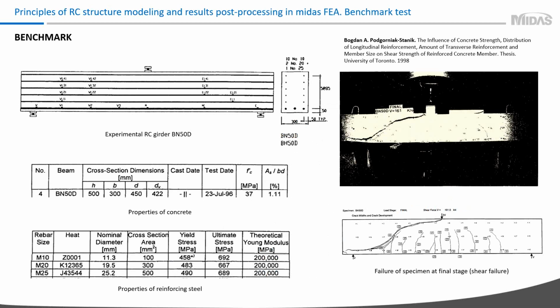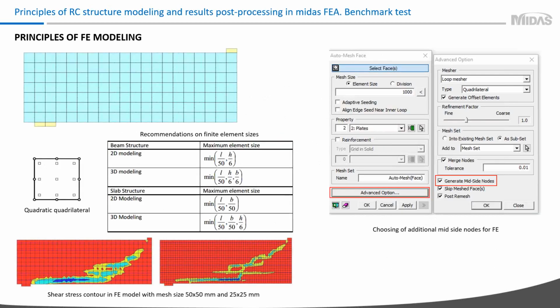A constitutive way to calculate this benchmark object is to consider a 2D plane stress model, because this beam has flexure only in one plane, so it's not necessary to consider solid elements here. In addition, I will consider only half of the model, as this object has a symmetry.